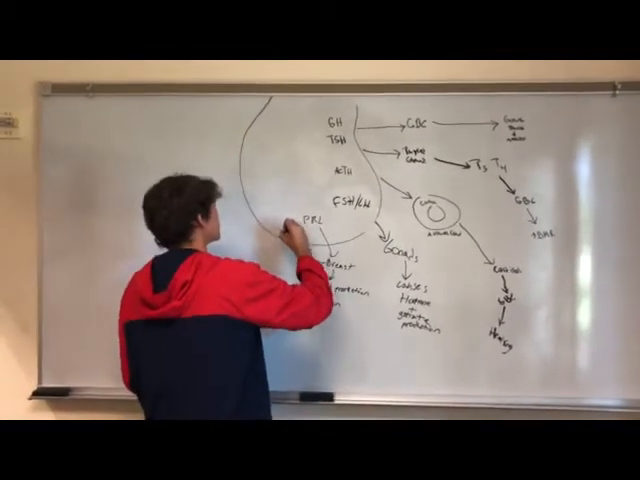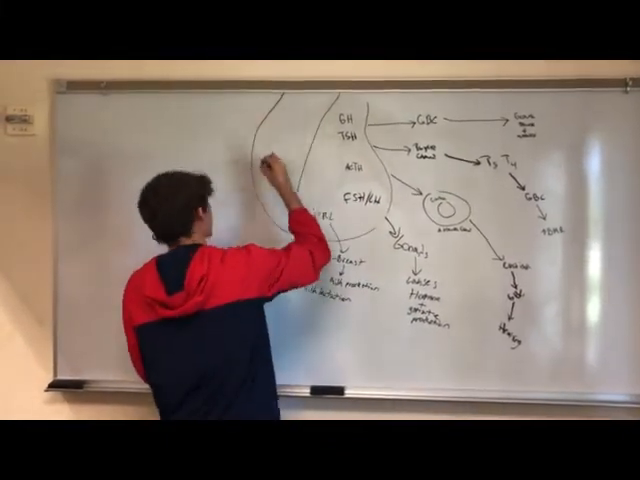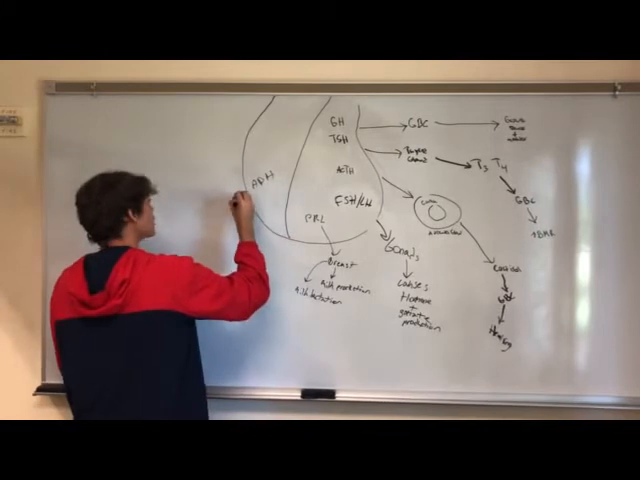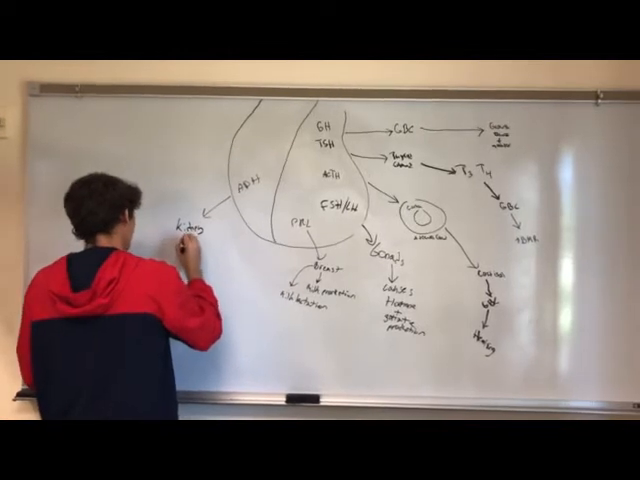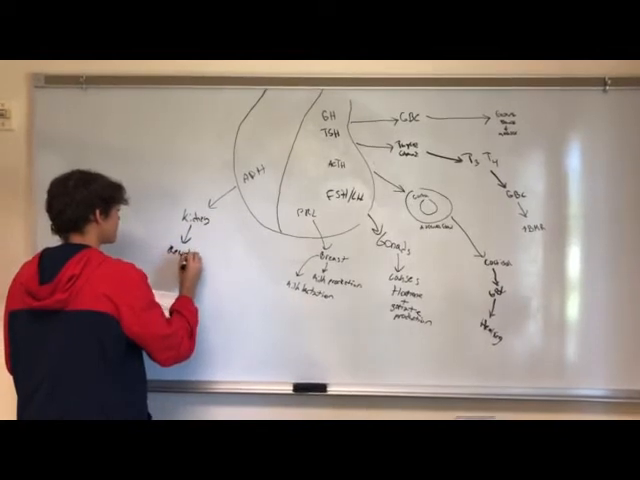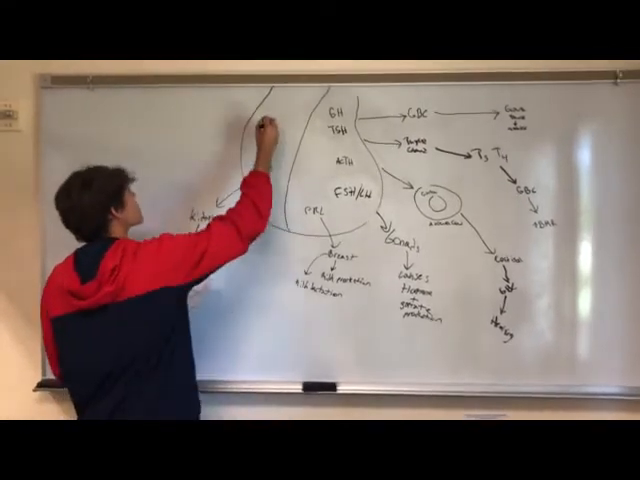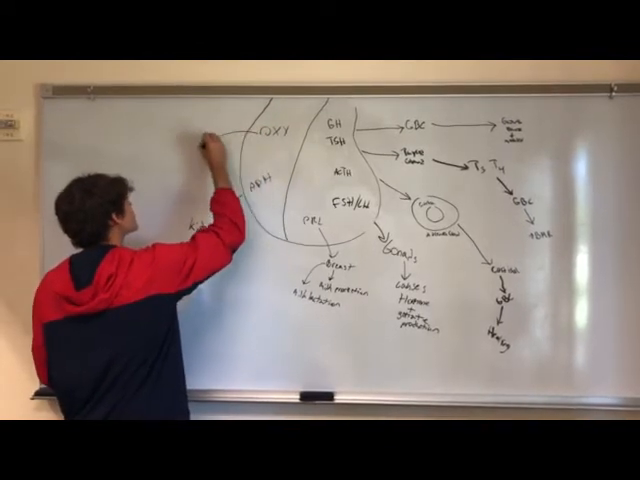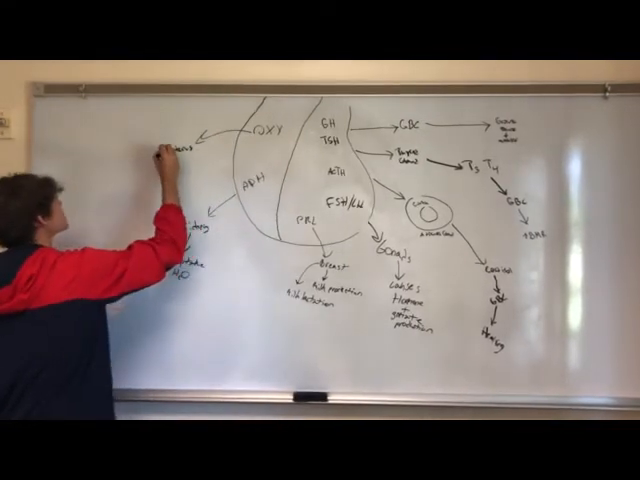Now, that was the anterior pituitary gland. Next is the posterior, and we start out with ADH, antidiuretic hormone, which targets the kidneys and causes reuptake of H2O. Next is OXY, oxytocin, which targets the uterus and causes labor contractions.